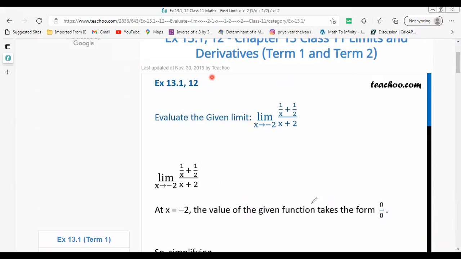And before proceeding to the next step, after the substitution, you have to write this statement. This is important. The value of the given function takes the form of whatever form you are getting, that you have to write.